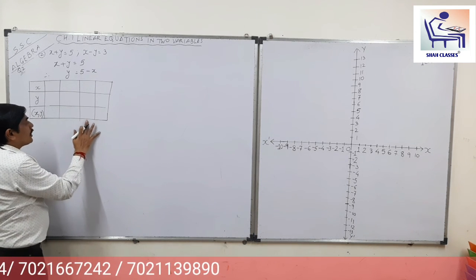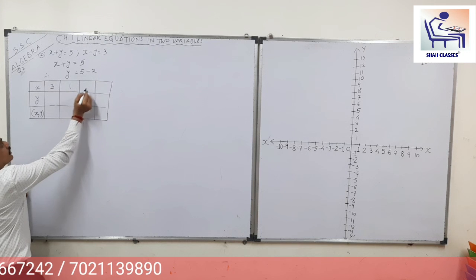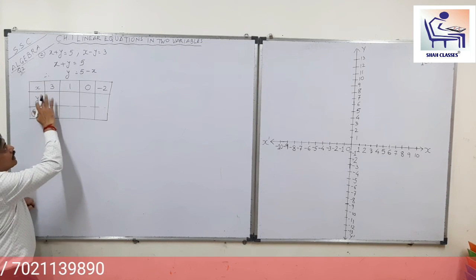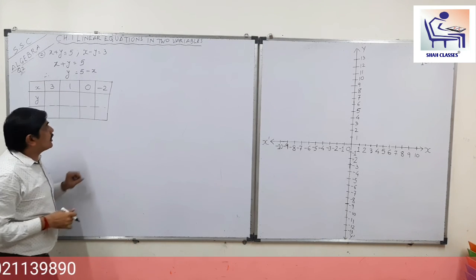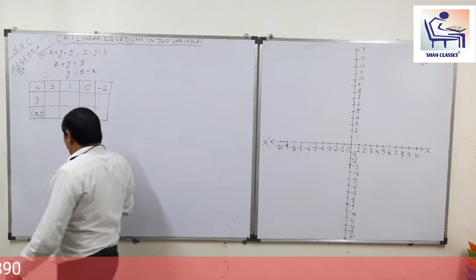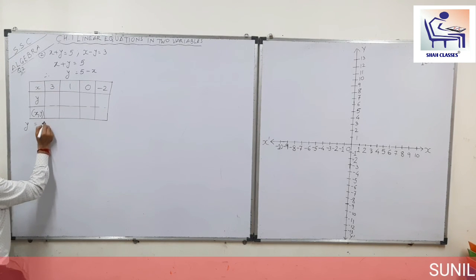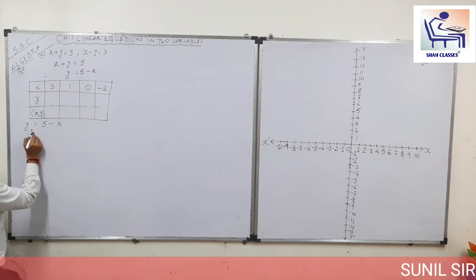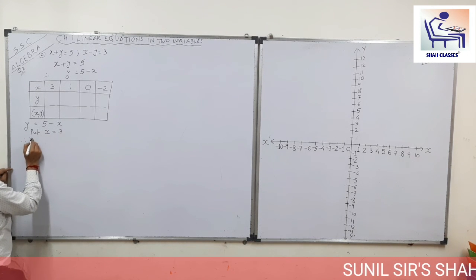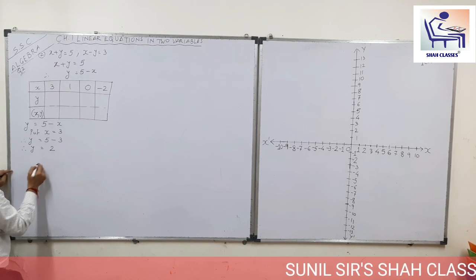We have to assume any 4 values. We will assume here 3, 1, 0, minus 2. Once again I am telling you, take the smaller value so we can accommodate these points in graph paper. So we will find y is equal to 5 minus x. Put x is equal to 3. So y is equal to 5 minus 3. Therefore y is equal to 2.